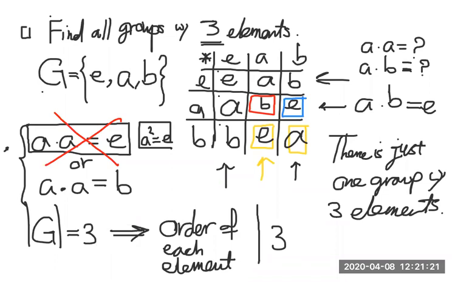And you already know one group with 3 elements. What is that? That's Z3, right? 0, 1, 2. So here, 0 is the identity. So 0 is here. But which one is 1? Which one is 2? Is A 1 or is B 1? Which one is 1 between A and B? And which one is 2?